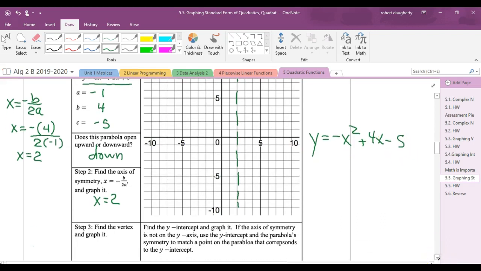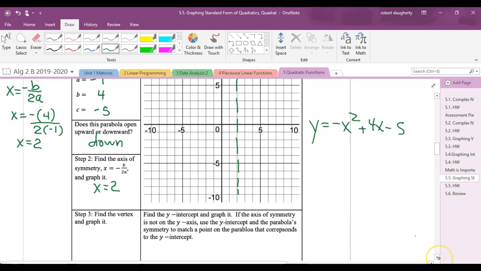How do I find the vertex? I have to plug what in? Plug 2 back into what? The original equation. So to find the vertex, I know that x is equal to 2 on the vertex. So y is going to be equal to negative, and let's just plug in what? 2 squared plus 4 times 2 minus 5.